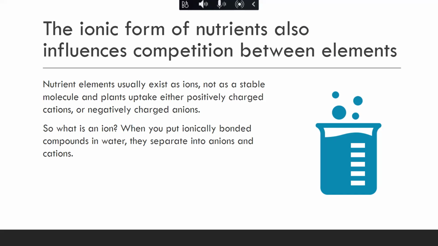So nutrients don't generally exist as stable molecules, right? They're dissolved in a solution, right? So they exist as ions, and plants can uptake either positively charged cations or negatively charged anions. And again, when you put ionically bonded compounds in water, you get an aqueous solution, and then they separate into the anions and cations.